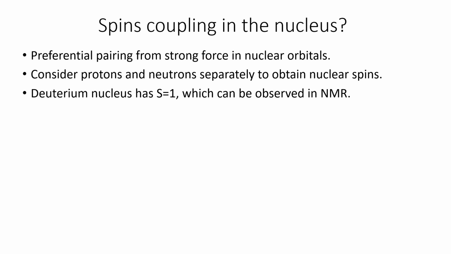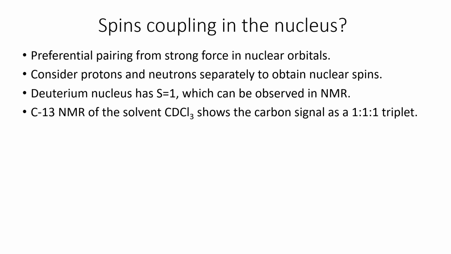But this is interesting, you see, because in the case of deuterium, you've got the spin half proton together with the spin half neutron. And so actually the deuterium, that heavy hydrogen nucleus, has a spin quantum number of 1. So the capital S is 1 for those two nucleons added together, and we can observe this in NMR.